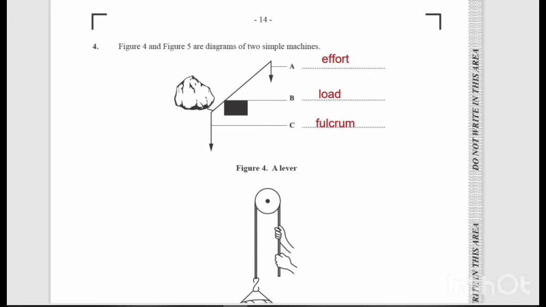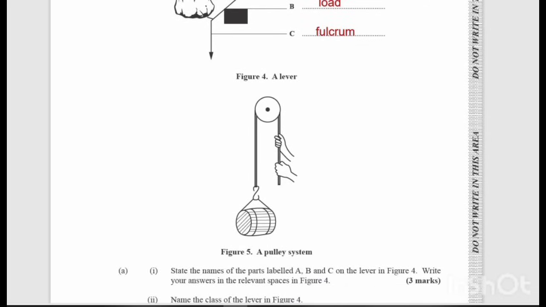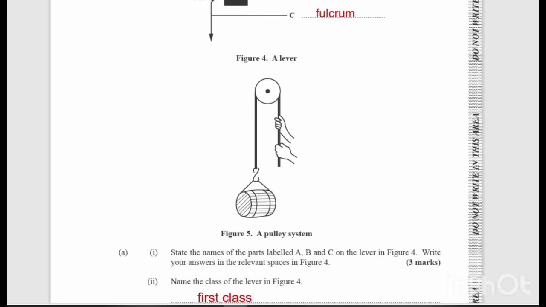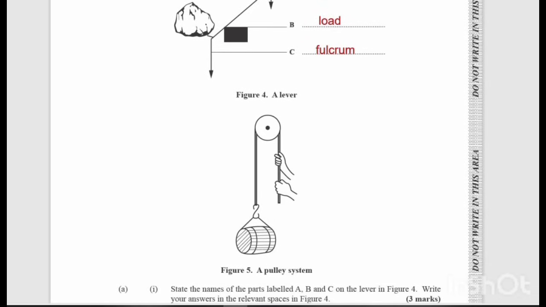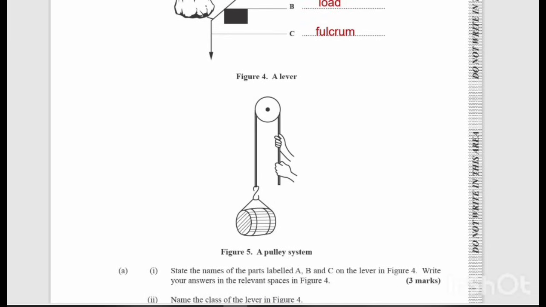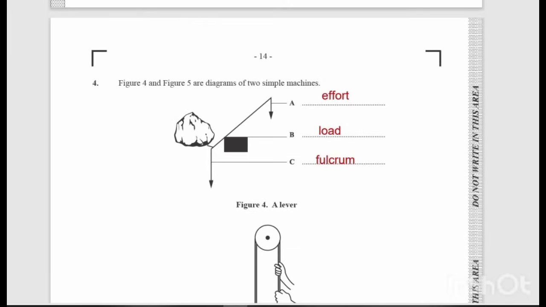Figure 4 and figure 5 are diagrams of two simple machines. We have figure 4, which is a lever, and then figure 5, which is a pulley system. So it says we should state the names of the parts labeled A, B, and C on the lever in figure 4. Write your answers in the relevant spaces. So A would be your effort, B would be the load, and C would be the fulcrum.